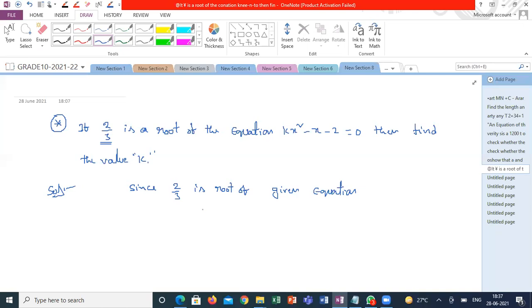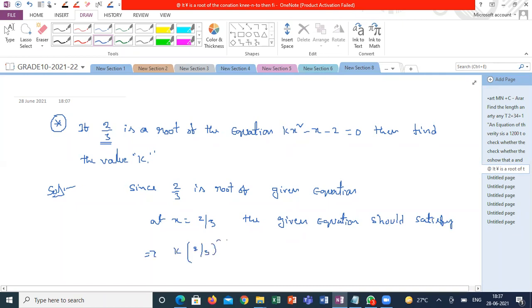Yes, sir. So at x is equal to 2 by 3, the given equation should satisfy. Please substitute and solve for k and let me know what k value you are getting. Sir, k equal to 6.